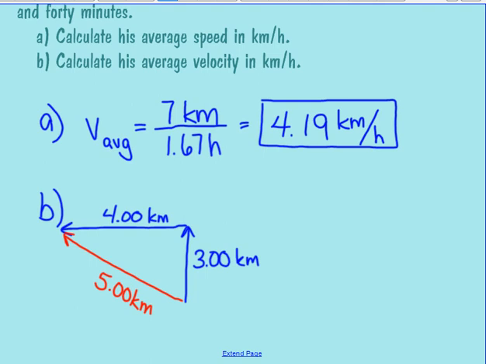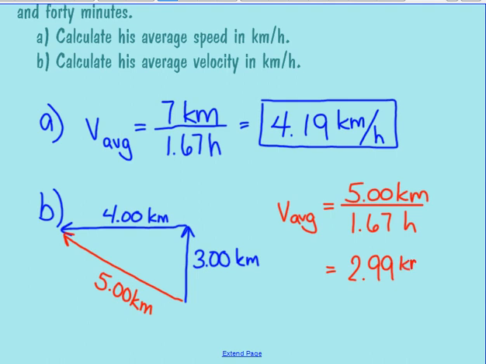So if I were calculating the magnitude of the average velocity, I could do 5 kilometers divided by, once again, 1.67 hours. And I would find that the value is 2.99 kilometers per hour. But wait, we're trying to find average velocity, and average velocity is a vector. That means I must know a direction. So this is not a complete answer yet.